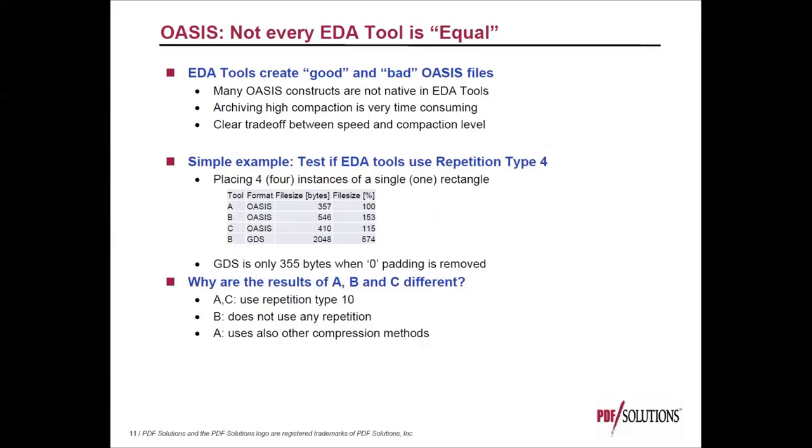For instance, I did a little test to see what EDA tools are doing. I placed 4 instances of a single rectangle in a kind of random distribution, and I was expecting that they generate a repetition. With tool A, the file size of these 4 instances of a single rectangle was 357 bytes. That was my reference. Then I used tool B, and suddenly I got a 100% bigger file, and tool C was 115%, and GDS was, of course, 2048.